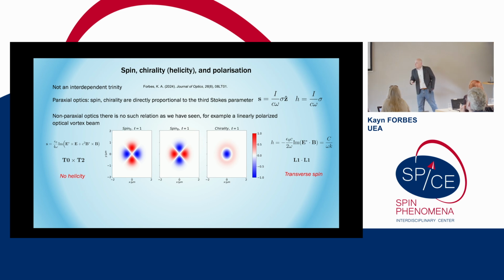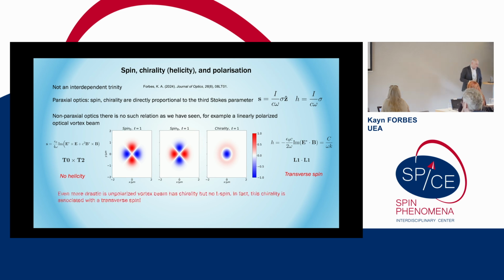The only thing that's safe to say is that to get spin, you need a circular polarization in a given orthogonal plane, basically. That's pretty safe, but everything else is not so. Okay? And so obviously what's more drastic is that an unpolarized vortex beam will have chirality but no longitudinal spin, and that this chirality is associated with a transverse spin. That is just not something you'd find or think if you thought about paraxial beams of light being possible.